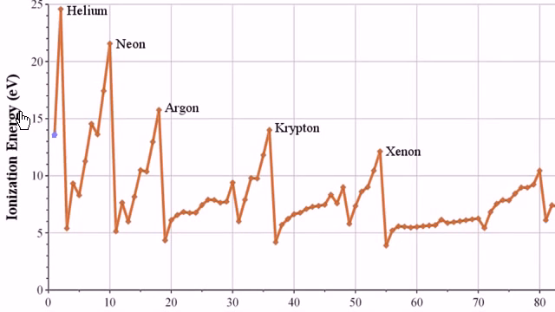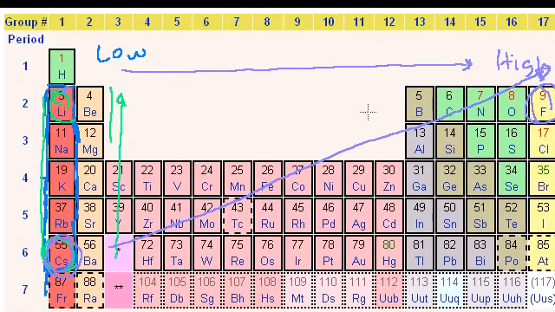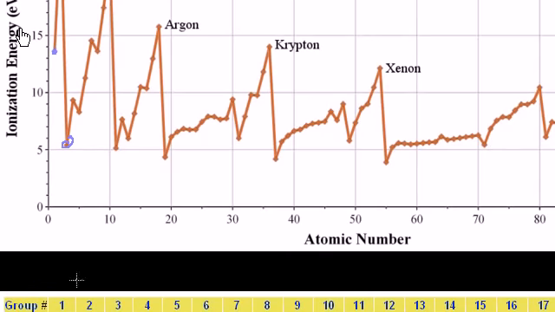But as soon as you go from helium, this point right here, that point right here is lithium, right? Lithium is atomic number 3. Let me put that in: this is lithium. All of a sudden, to remove an electron from lithium, it only requires 5 electron volts. So less than half of what it required for hydrogen. And then as you go to the right of the periodic table, the ionization energy keeps increasing.